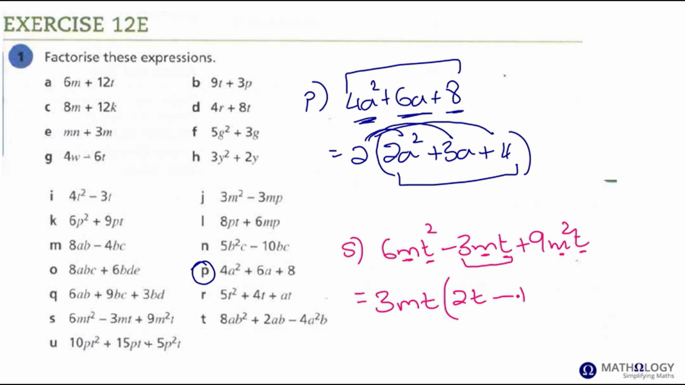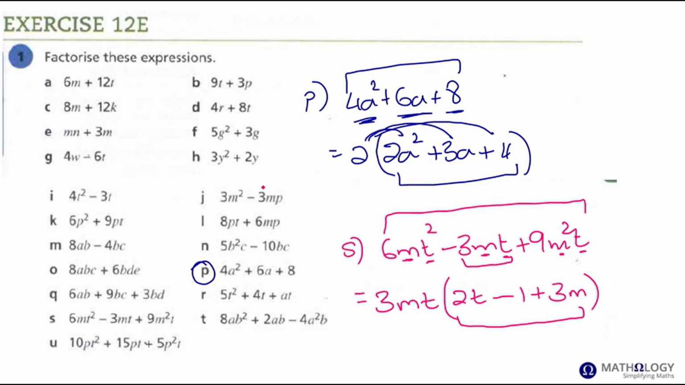9 divided by 3, there's a plus sign here. 9 divided by 3 is 3. M squared divided by m is m. And t divided by t is 1. We have 3 terms in the factorized bracket. We started off with 3 terms.